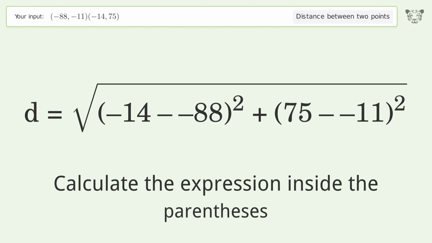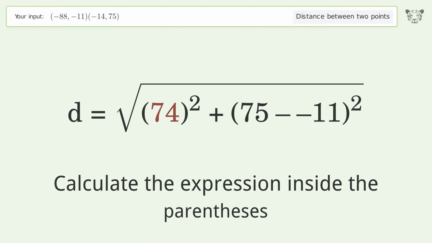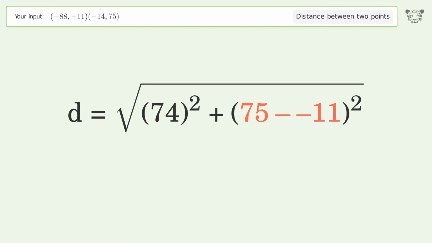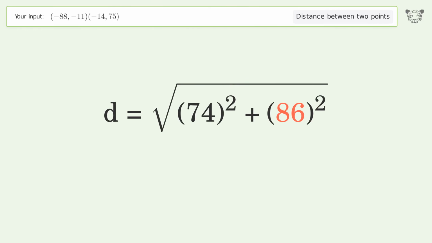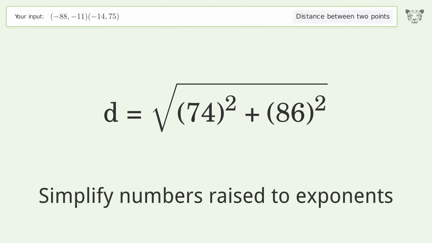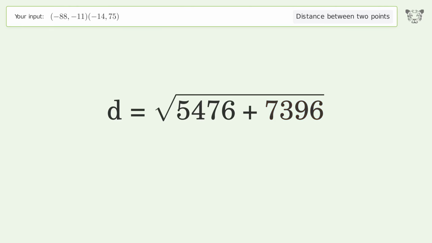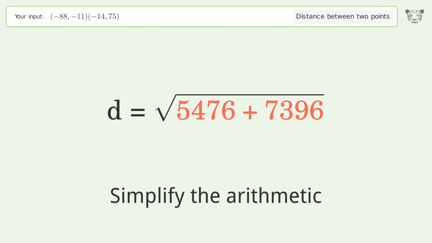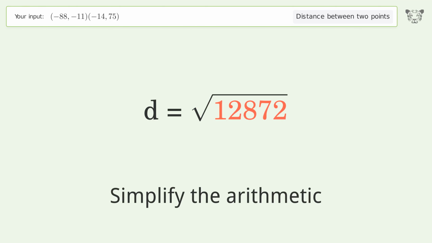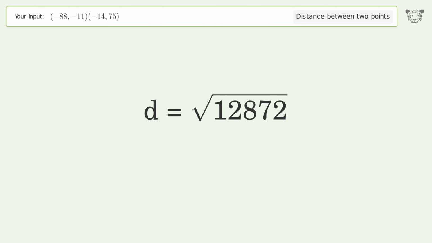Calculate the expression inside the parentheses. Simplify numbers raised to exponents. Simplify the arithmetic. And so the distance between the 2 points is the square root of 12,872 or 113.455.